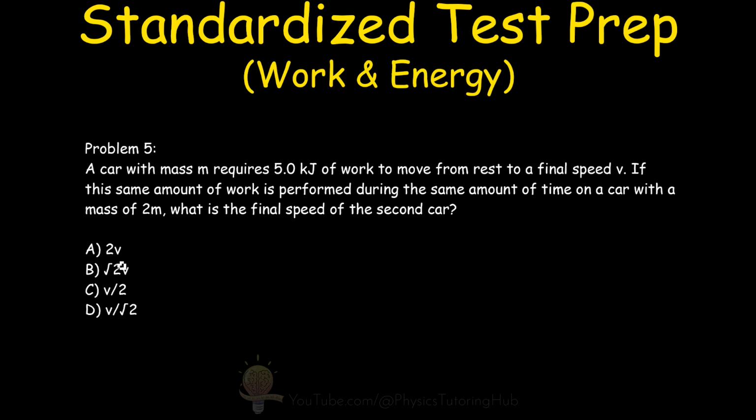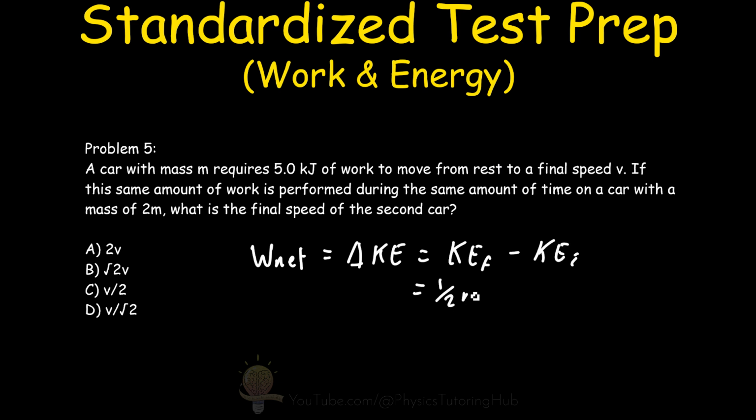Now this problem requires us to know about the work kinetic energy theorem, which states that the net work done on an object equals its change in kinetic energy. In other words, work net is equal to the change in kinetic energy, which is equal to the final kinetic energy of the object, minus its initial kinetic energy. And that equals half times mass velocity final squared minus half times mass velocity initial squared.